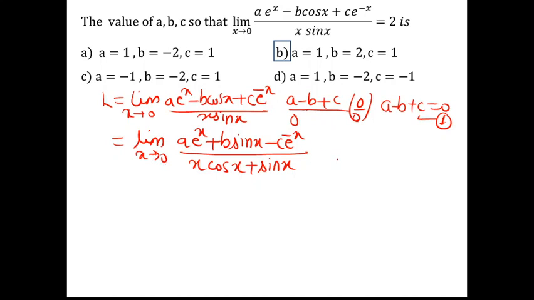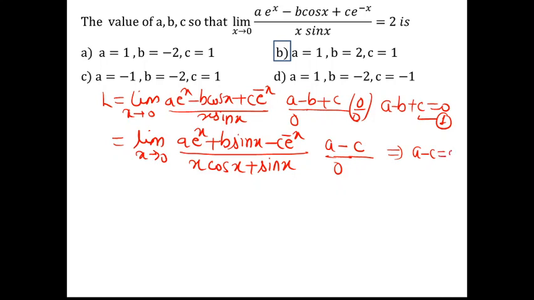So when I apply the limit, again the denominator comes out to be 0, whereas the value of the numerator is a, e raised to power 0 is 1, so a, sin 0 is 0, and e raised to power 0 is again 1, so minus c. So I am getting a minus c upon 0. Again, as this limit achieves a finite value which is given as 2, this should be of the form 0 by 0. So again we have to assume that this numerator must be 0.